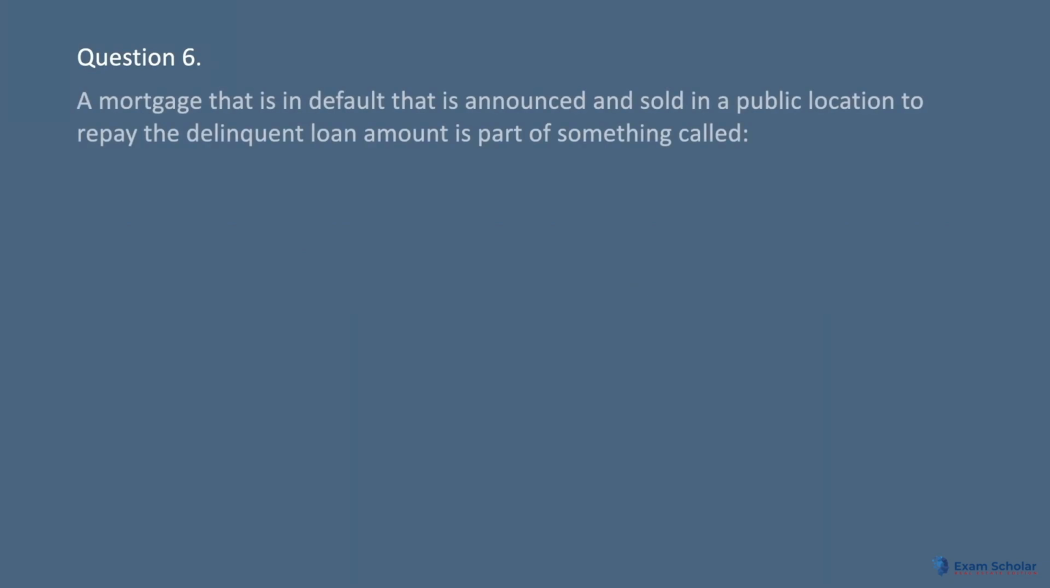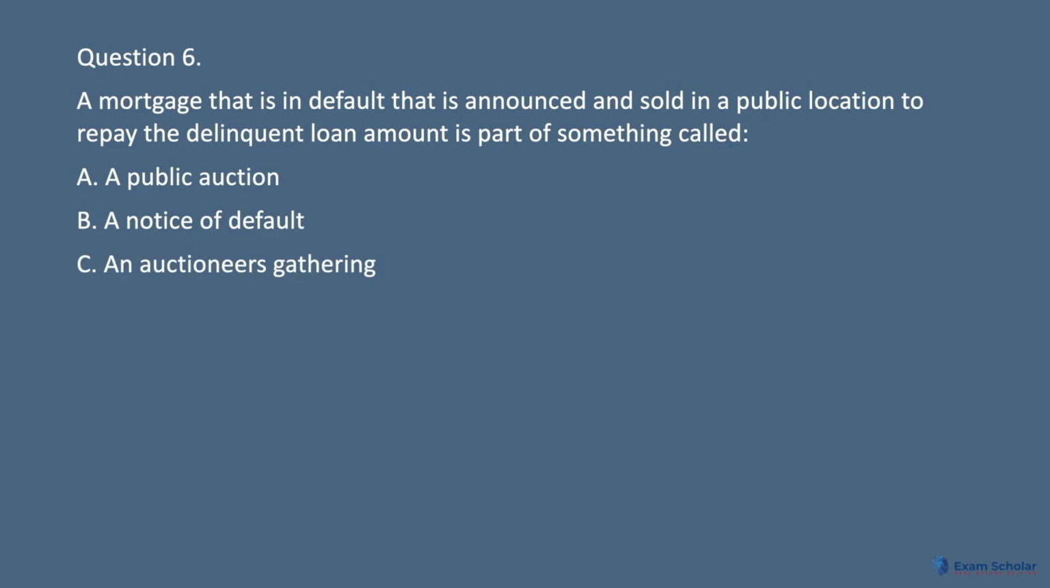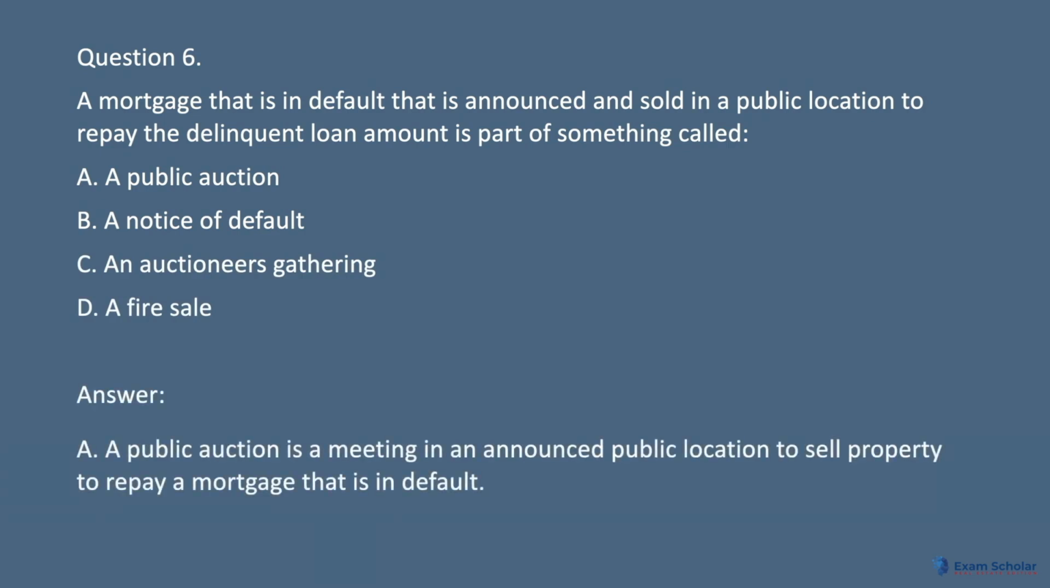Question 6. A mortgage that is in default that is announced and sold in a public location to repay the delinquent loan amount is part of something called A. A public auction, B. A notice of default, C. An auctioneer's gathering, D. A fire sale. Answer: A. A public auction is a meeting in an announced public location to sell property to repay a mortgage that is in default.